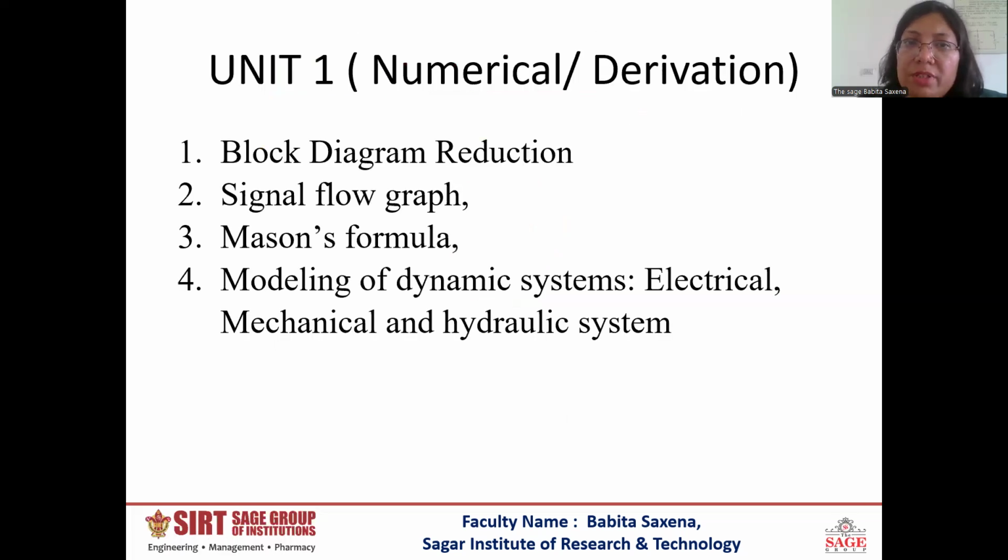From unit 1, block diagram reduction is very important, along with the signal flow graph, Mason's gain formula, and the modeling of dynamic systems: electrical, mechanical and hydraulic. If you cover all these four topics, then you can perform well in the RGPV exam for unit 1. You can attempt all the questions of unit 1.